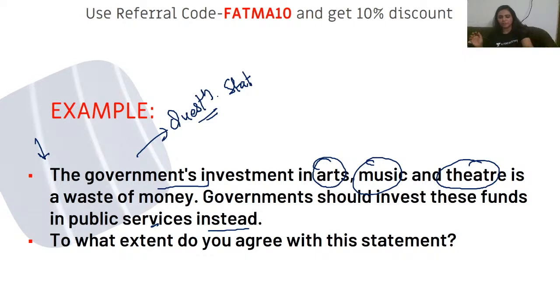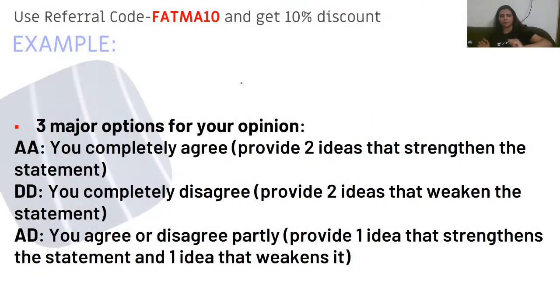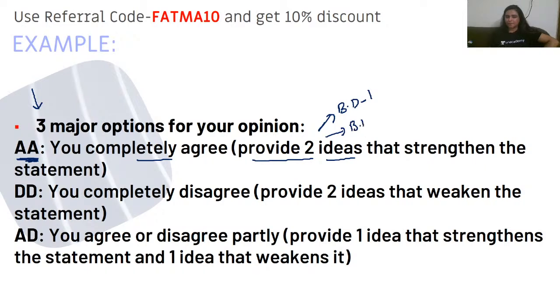Okay, like for example, now see how you will distribute your content. So for example, आपका 3 major options आप pick कर सकते हो. First, where you completely agree. Where you completely agree, तो आप 2 body paragraph में 2 points pick करेंगे. एक में आप you will provide 2 ideas that strengthen the statement. So एक body paragraph में आप एक reason देंगे जिसमें आप highlight करेंगे. फिर दूसरे body paragraph के लिए दूसरा idea.